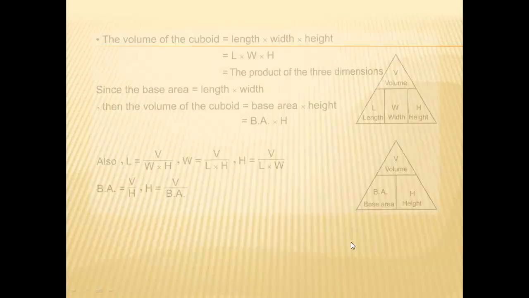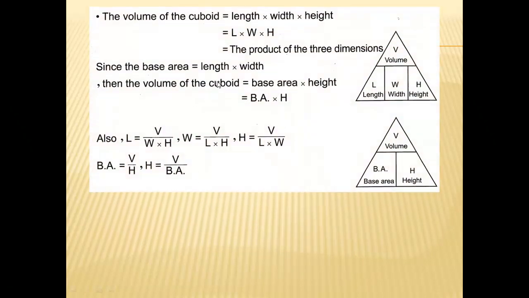Okay. Now, we should know some rules to calculate the volume of the cuboid. Volume of cuboid equals length times width times height, the product of 3 dimensions. What does product mean? We multiply the 3 dimensions: length, width, and height. The base area equals length times width, since the base is a rectangle. The volume of cuboid equals base area times height.